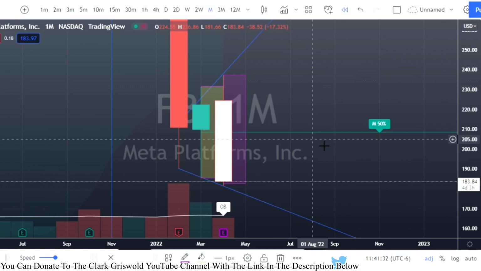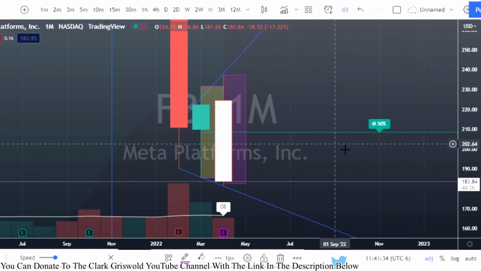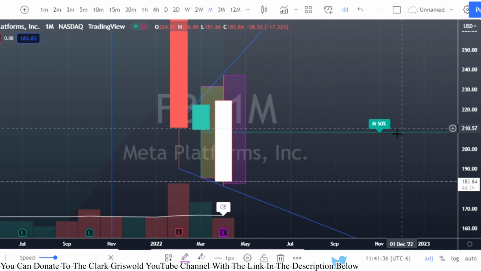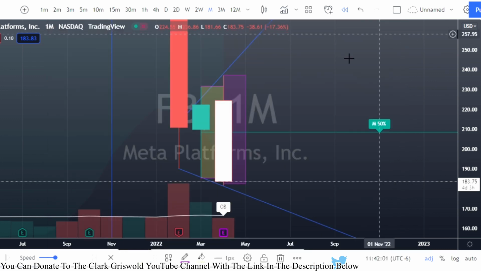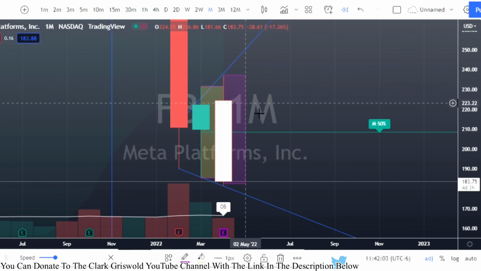So the first thing that you guys can do is get this indicator right here, okay? And I'm sure there's multiple indicators out there. I'll show you the one I use. If you just type in SSS 50% rule, this should come up, okay? This Sara Strat Sniper 50% rule indicator, and the author is Wolf and Bear, okay? So if you're on TOS, I don't know what indicators to use. I've never used TOS. I'm not familiar with it. But TradingView, that's how we get this indicator here.